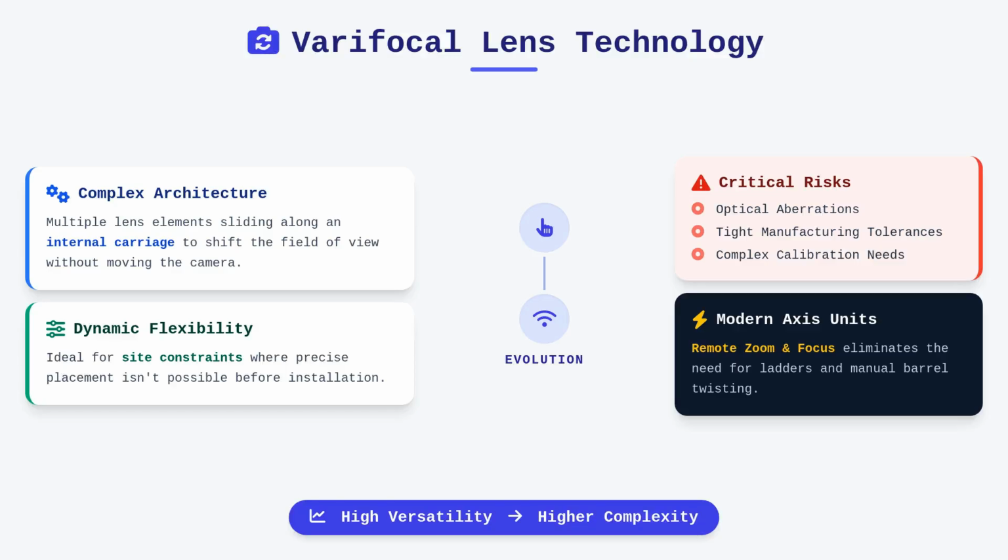However, this mechanical complexity introduces susceptibility to optical aberrations if the alignment of the glass elements is not held to extremely tight manufacturing tolerances. The process of adjusting these focal arrays requires careful calibration to ensure that the image remains sharp across the entire zoom range. While early varifocal designs required a manual twist of the lens barrel at the top of a ladder, modern Axis units often utilize remote zoom and focus, significantly reducing the labor involved in commissioning the system.